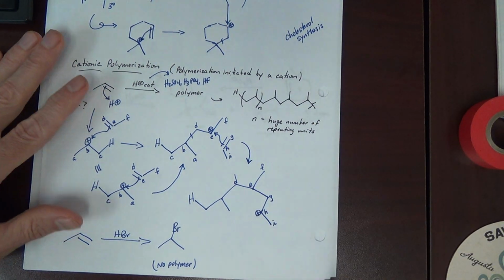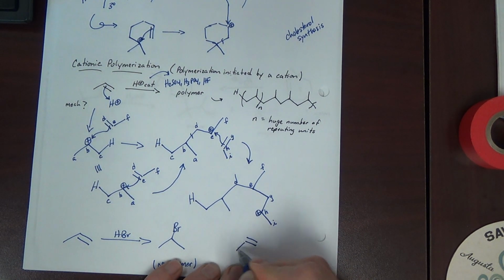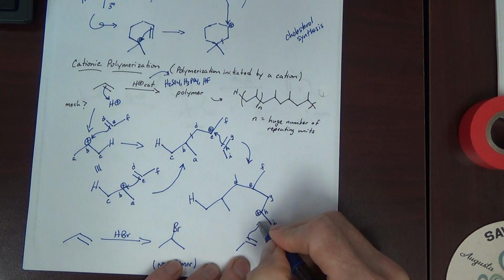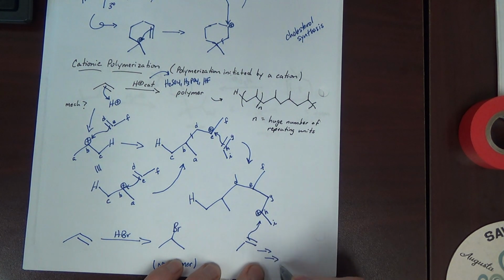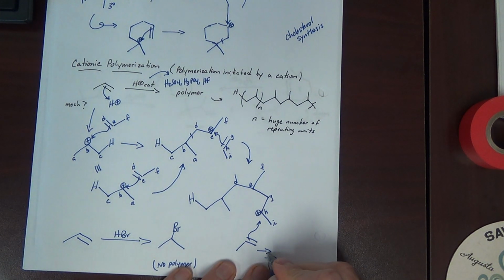What can attack this carbocation? Well, the same thing. We can have an alkene, and it can attack where we're going to leave the cation, left to right, and so it attacks. And you just keep going over and over and over until somebody stops me.